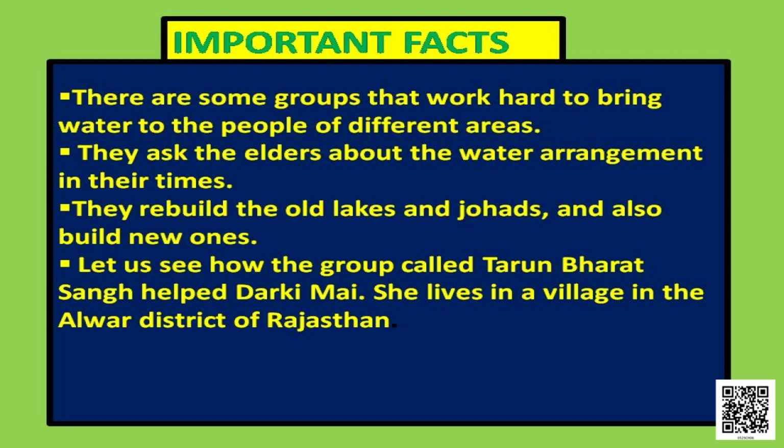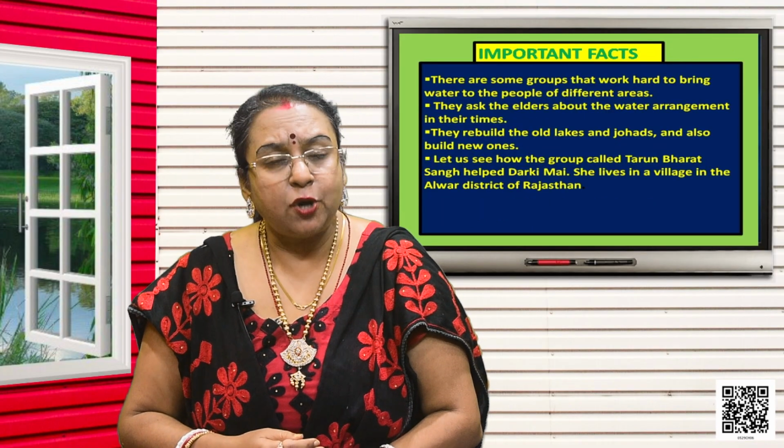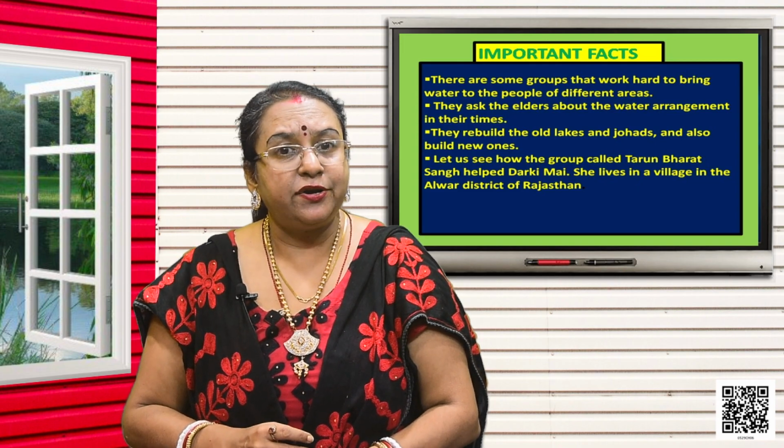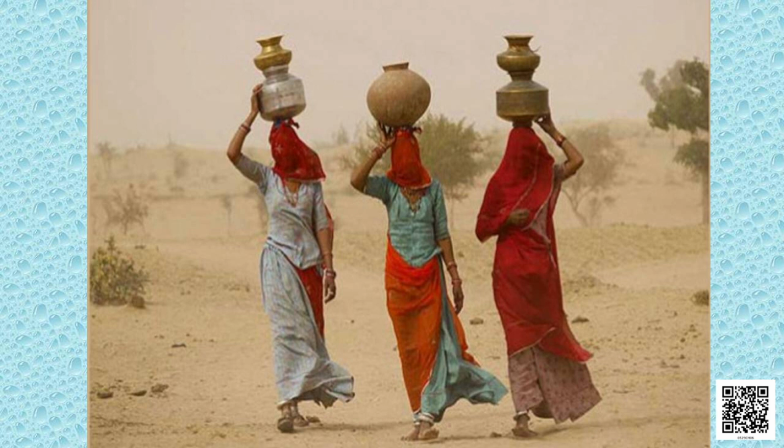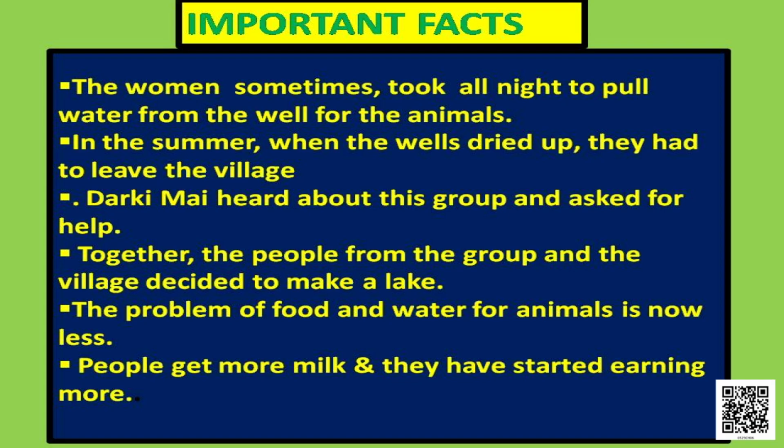So it is the fact. See how these people are helping this woman. Now before going to the story of Darki Mai, let me talk about how the women of Rajasthan are really suffering due to the scarcity of water. We are talking about the present days. The women sometimes took all night to pull water from the well for the animals. Can you imagine that? Throughout the day they are working, they are cooking, they are managing their families and all, and throughout the night they are pulling water. How painful it is. In the summer, when the wells dried up, they had to leave the village.